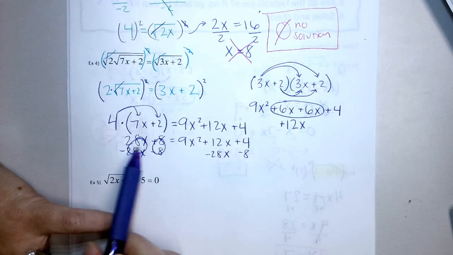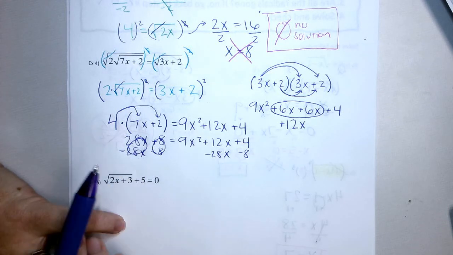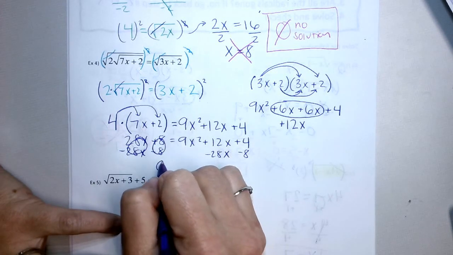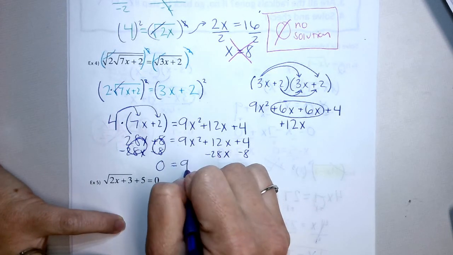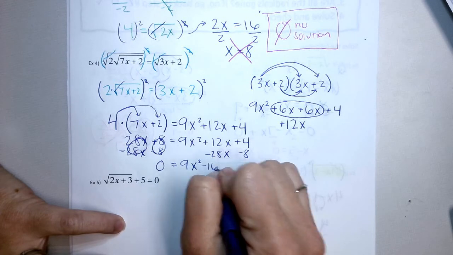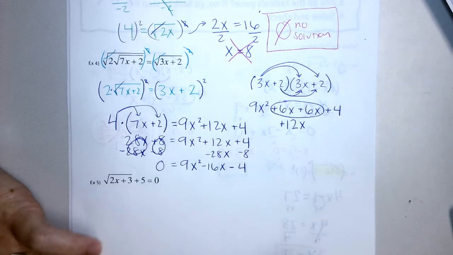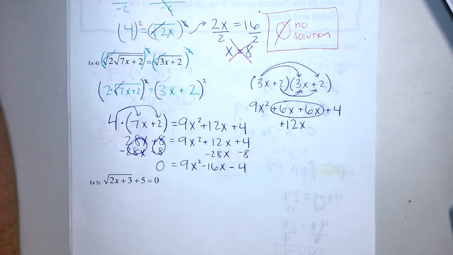Now I've canceled everything on the left, so what does the left side of the equal sign equal? 0. 9x squared had no like term, so I'm just going to bring it down. What's 12 minus 28? Negative 16. Negative 16, don't forget our x, and 4 minus 8. Negative 4.